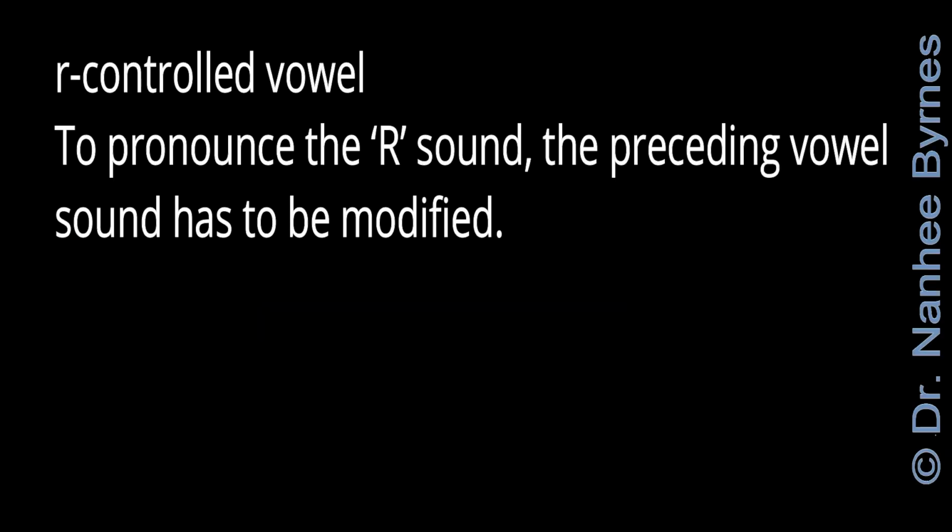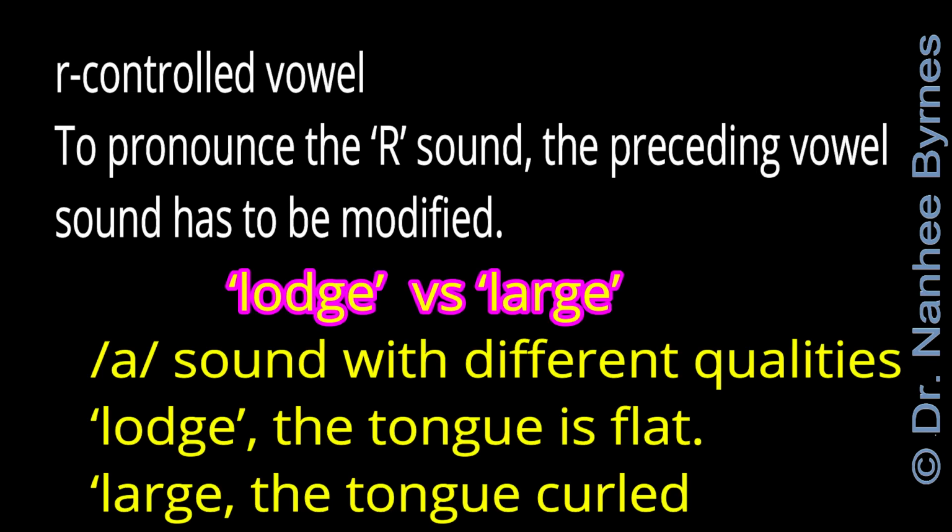The name R-controlled vowel comes from the fact that to pronounce the R sound, the preceding vowel sound has to be modified. For example, consider the words lodge and large, both of which have the R sound. Clearly, the quality of the vowel is different between them. To say lodge, the tongue is flat, but to say large, the tip of the tongue has to be turned backwards with some constriction in the throat.